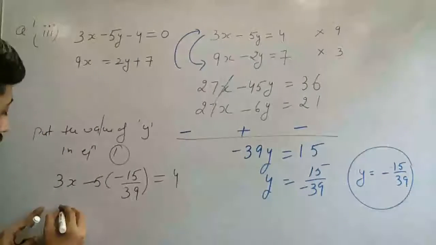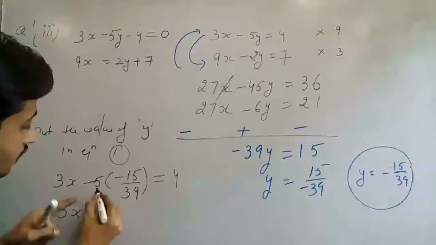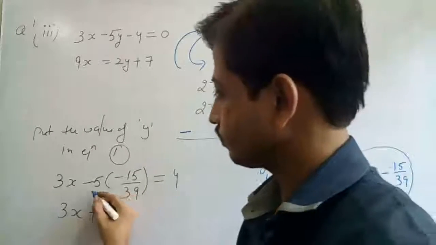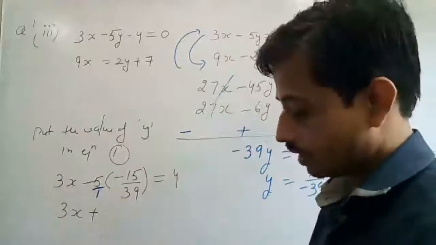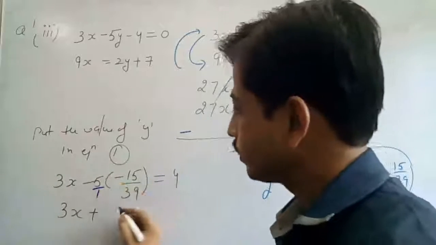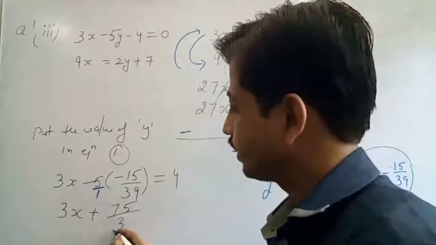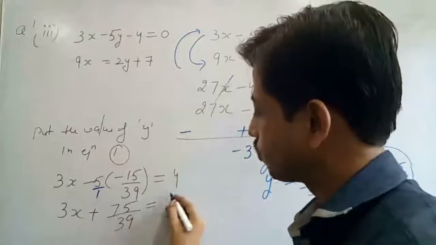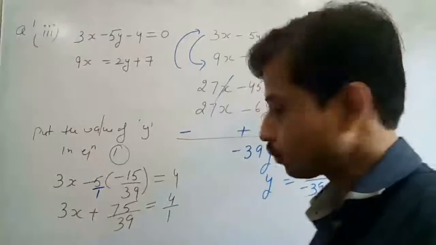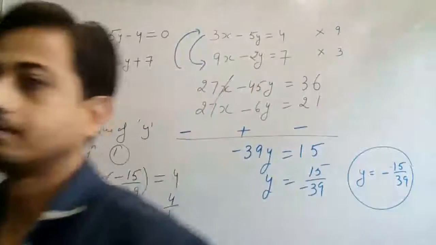Please solve this. 3 into x, minus minus becomes positive. The 5 can be written as 5 by 1. So do multiply. Negative negative becomes positive. 5 into 15 we get 75. 1 into 39 we get 39, is equal to 4, and 4 can also be written as 4 by 1. So please make a note first, then I will rub this and do the further part.